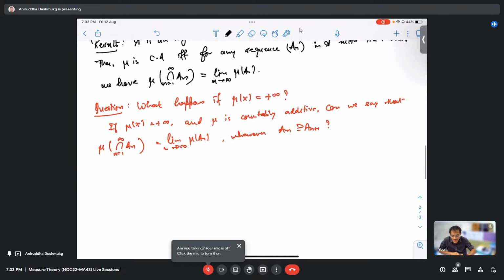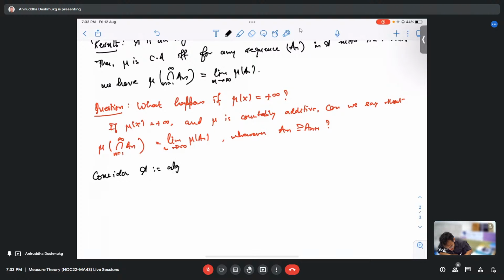Let me give you a hint. What happens if we take the algebra generated by all intervals, and look at the length function? Consider A as the algebra generated by intervals, and the length function.